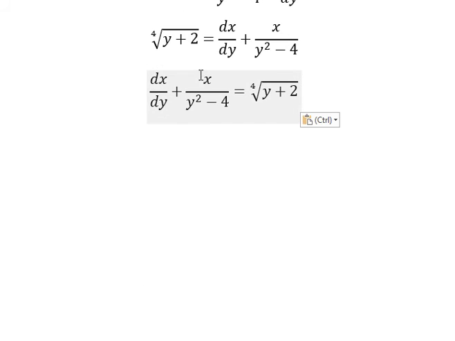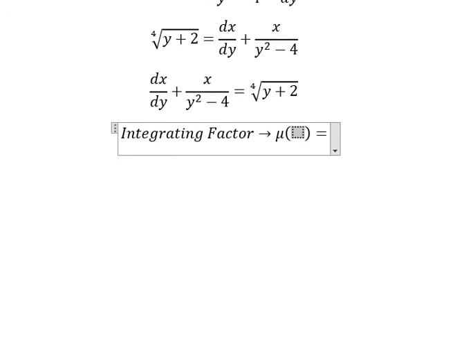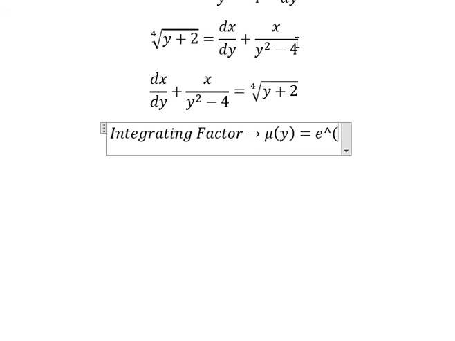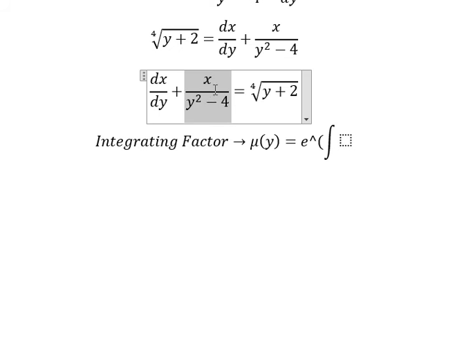Now we have s, and the first derivative of s, we can use an integrating factor. So we need to use mu of y. That should be e to the power of the integration of 1 over y squared minus 4. This is the integrating factor in here.